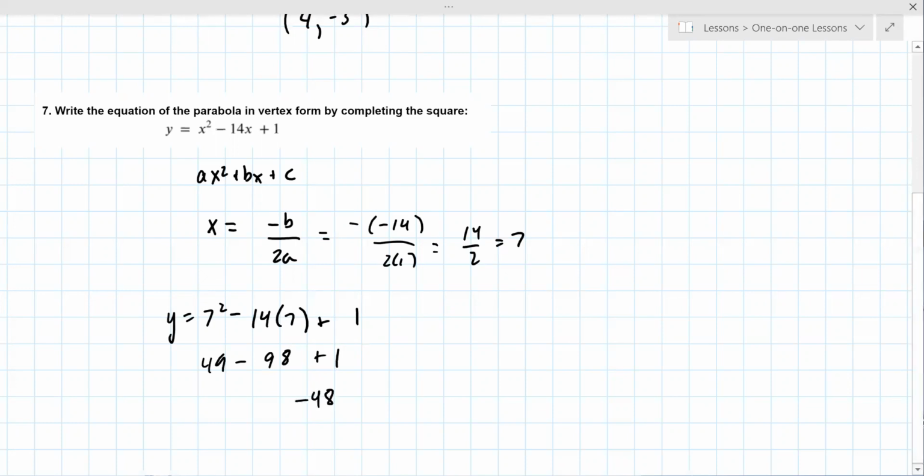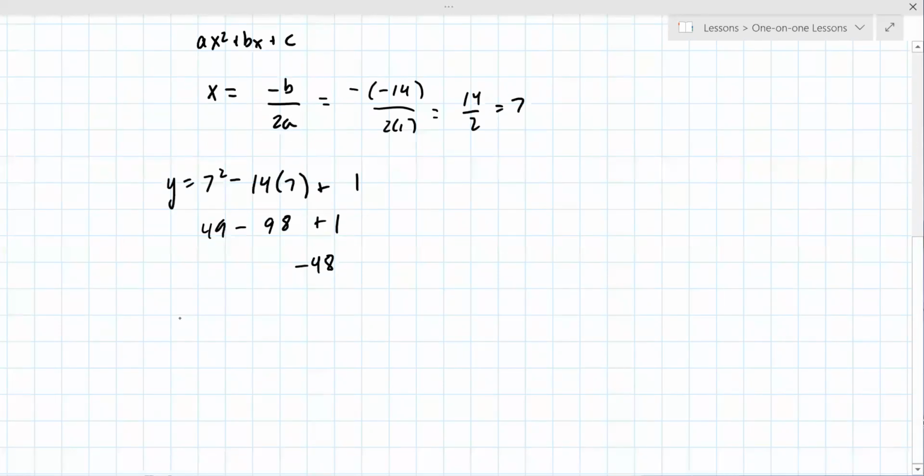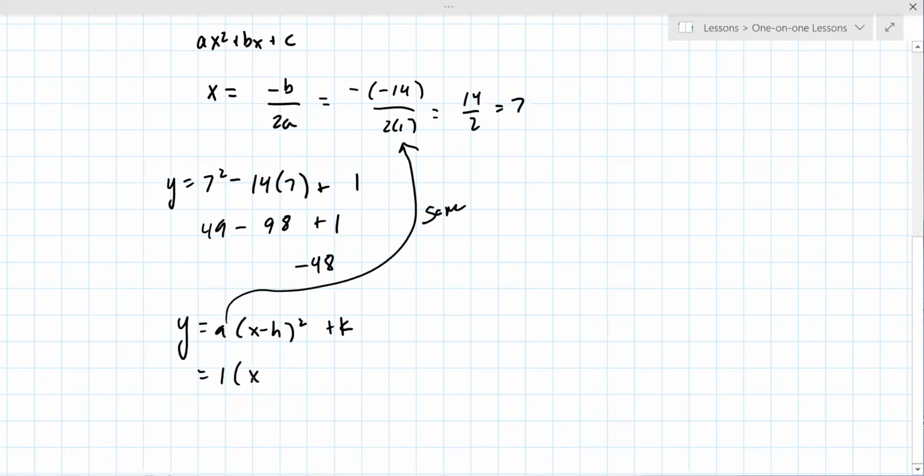So the reason this is useful is you can write y equals a(x minus h) squared plus k. Your a is the same as this a. They're the same. Okay. Which is 1. So it's 1(x minus 7) squared minus 48. You can complete the square to get that, but it's usually better to use formulas. And if it's multiple choice, you can just look at it and figure out which one looks kind of right to your eye. All right, makes sense.